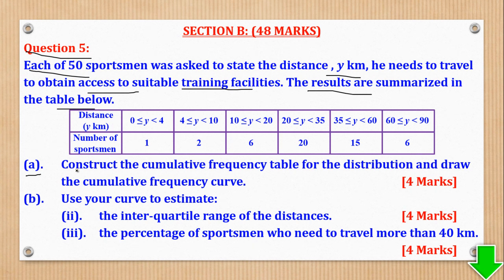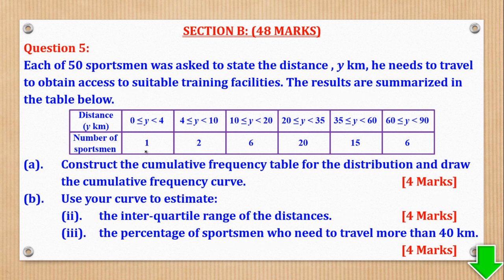Then part A, construct the cumulative frequency table for the distribution and draw the cumulative frequency curve. Then part B, use your curve to estimate, one, the interquartile range of the distances, and two, the percentage of sportsmen who need to travel more than 40 kilometers.